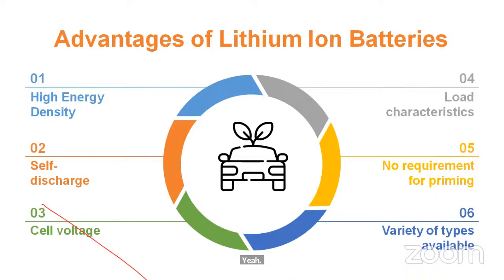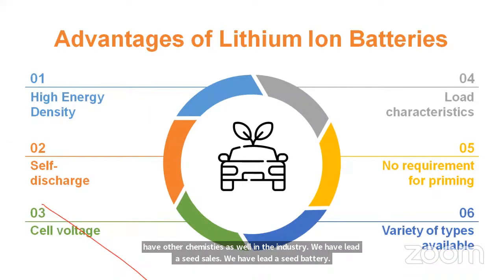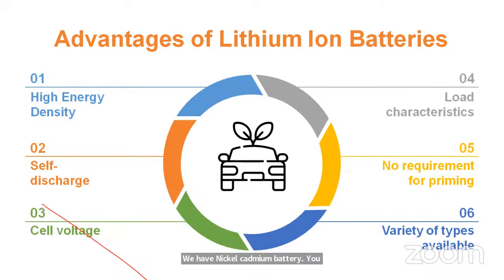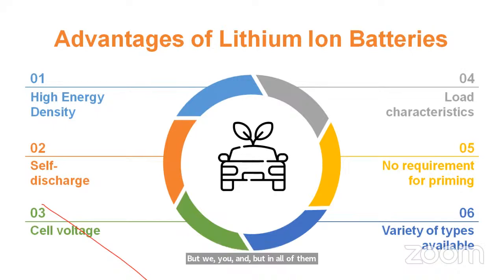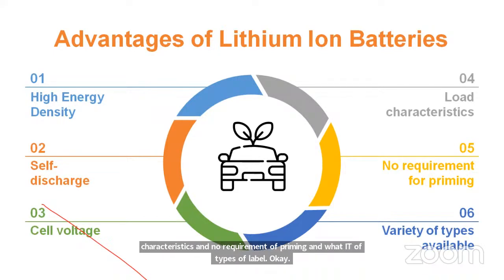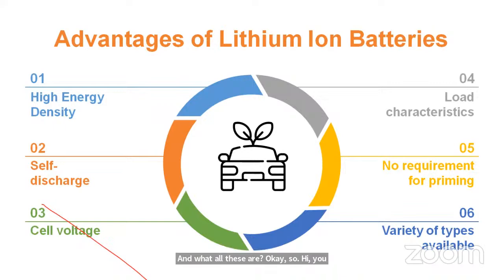We have other chemistries as well in the industry. We have lead acid batteries, we have nickel cadmium batteries. Enormous compositions or chemistries of batteries are available. But we use lithium ion batteries in all of them because of their high energy density, lower rate of self discharge, their cell voltage, load characteristics, no requirement of priming, and variety of types available. Okay, so the first point is high energy density.